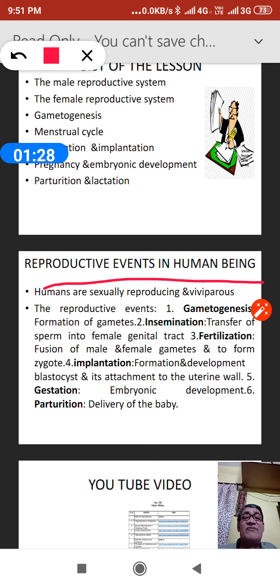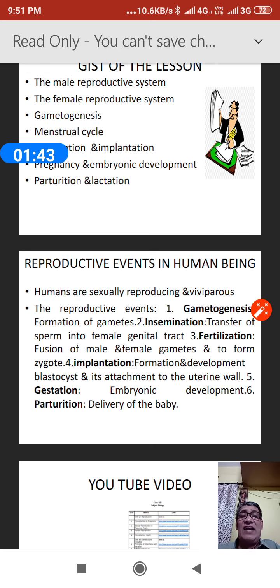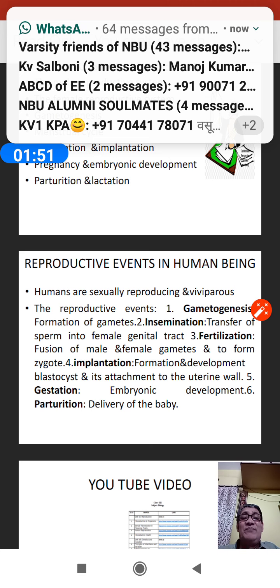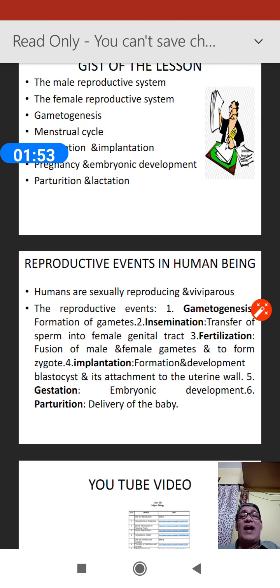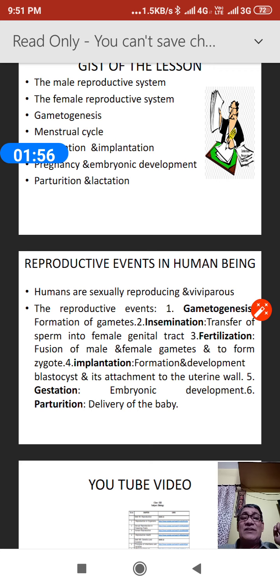Obviously, there are some phases of the reproductive events. The first one is called gametogenesis. The second stage is called insemination. The third one is fertilization. The fourth one is implantation. The fifth is gestation, and the sixth is parturition.